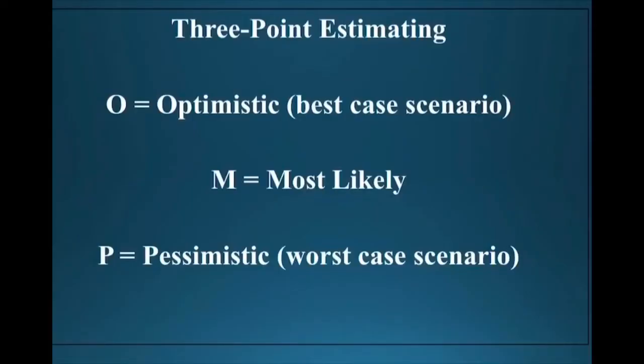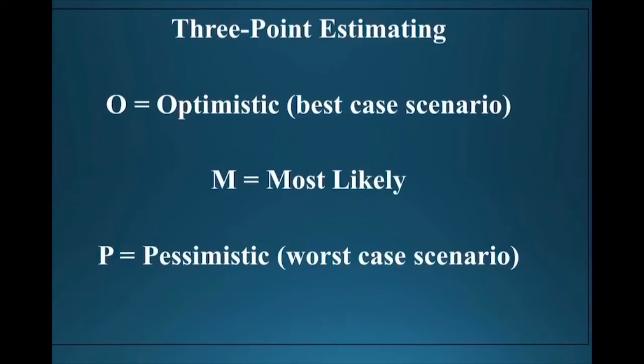So 3-point estimating is called 3-point estimating because we're using 3 points of estimates to create an estimate. We're using optimistic, which is our best case scenario. We're using most likely, which is our most frequently occurring one. And then we're using the pessimistic point of estimate, and that is our worst case scenario.